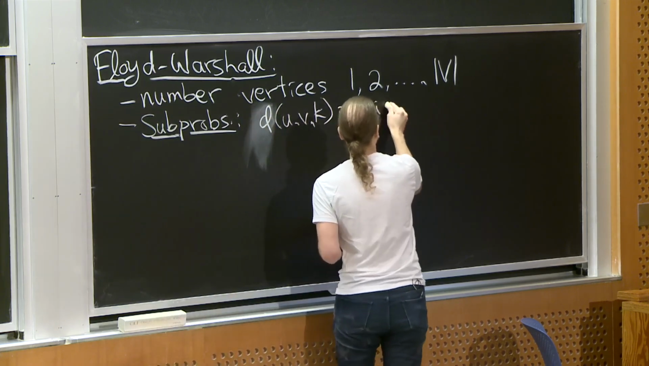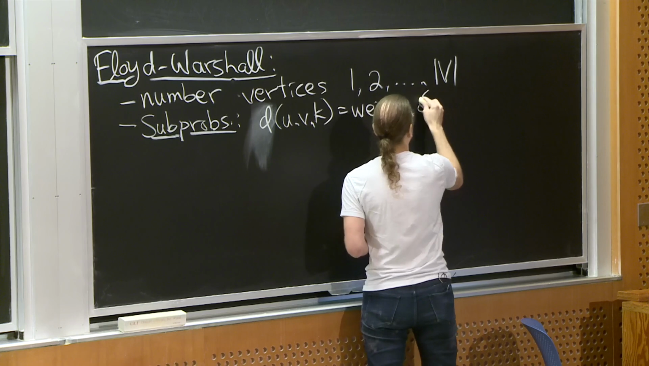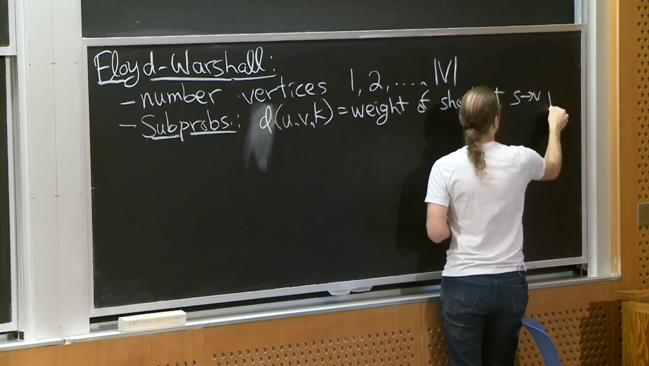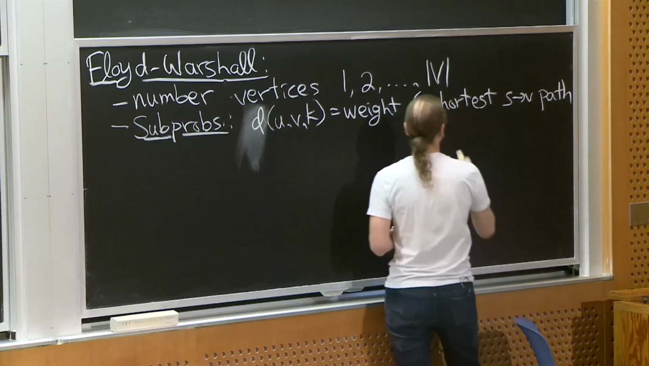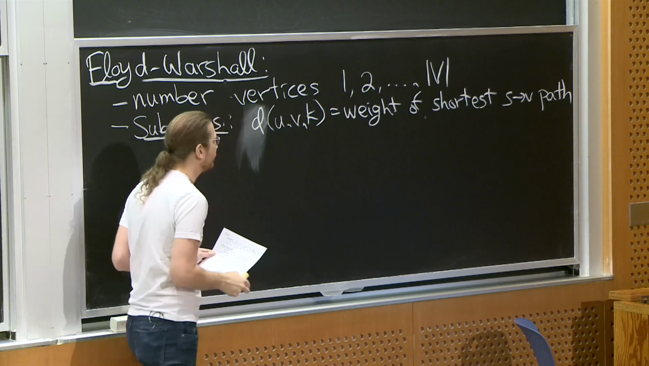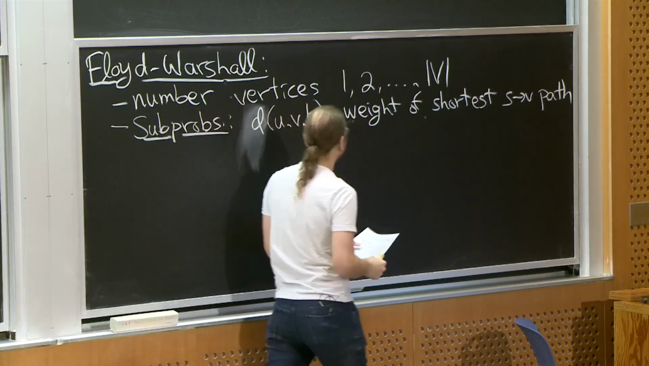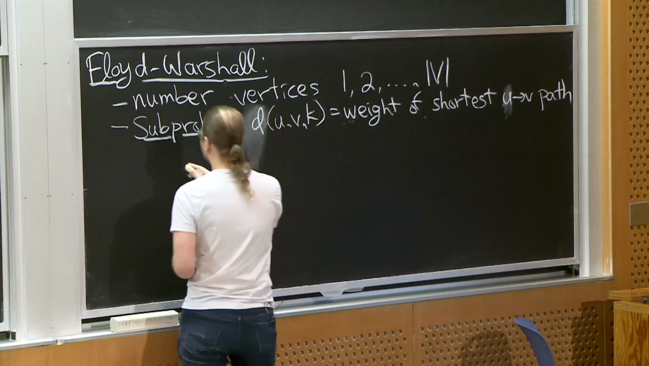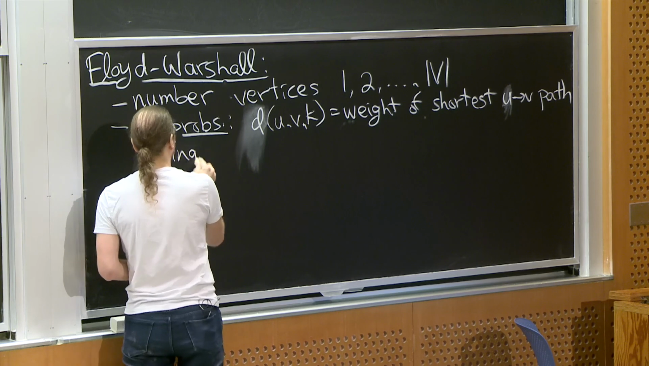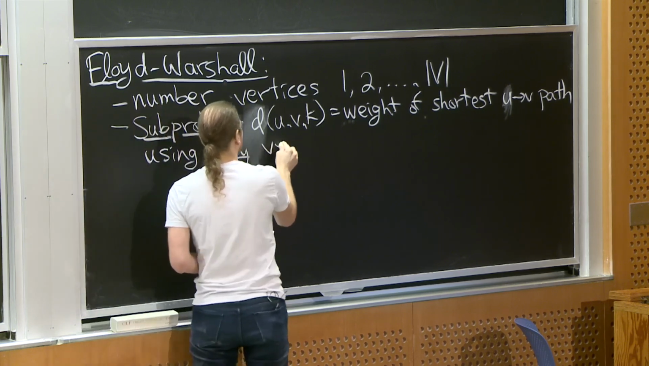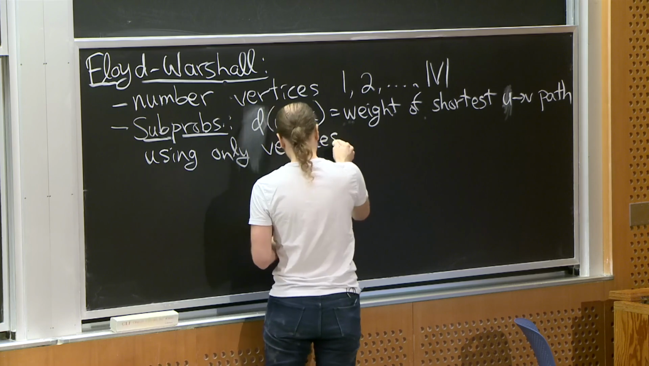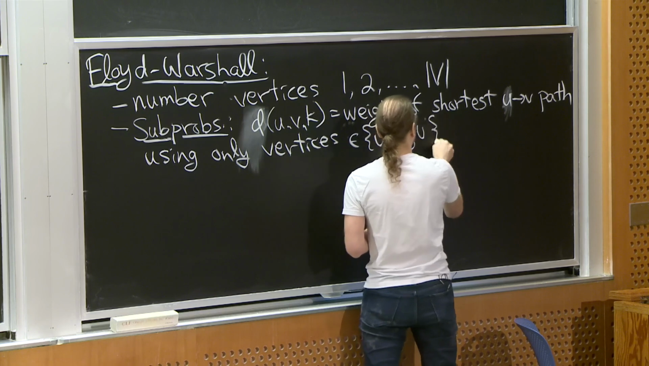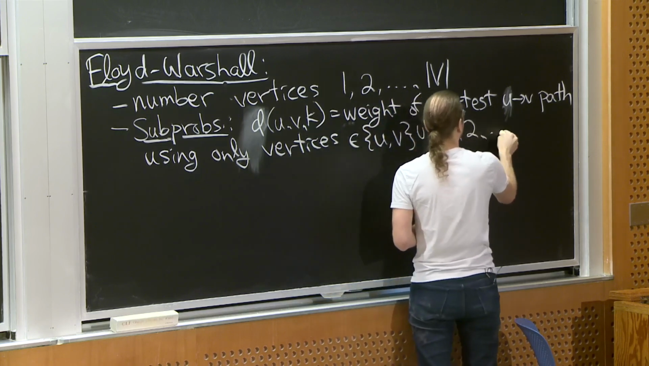So I want the weight of the shortest S to V path. Okay, so far just the same as the problem we actually want to solve. This is delta of uv. But I'm going to add a constraint, which is using only vertices in v, and 1, 2, up to k.